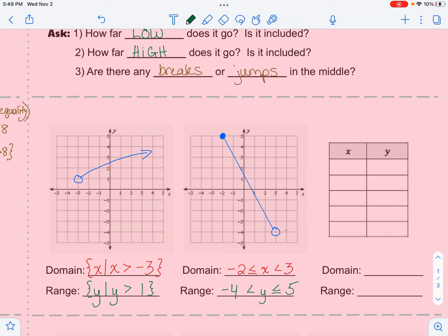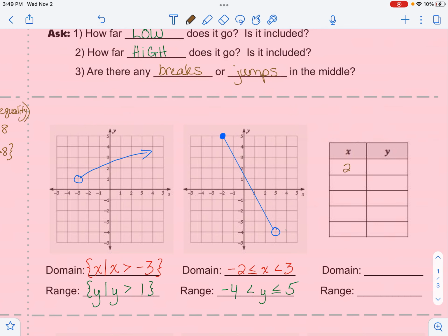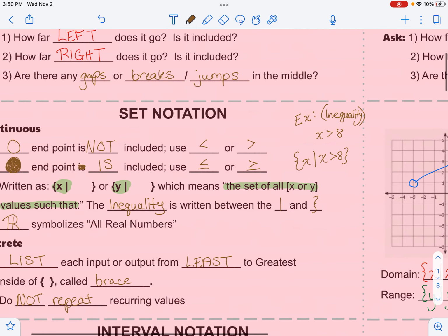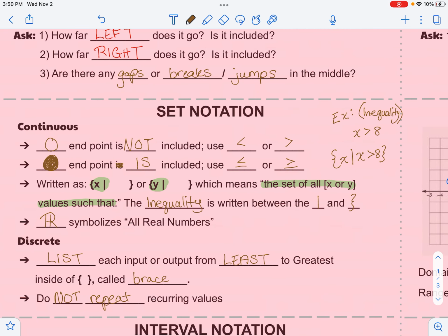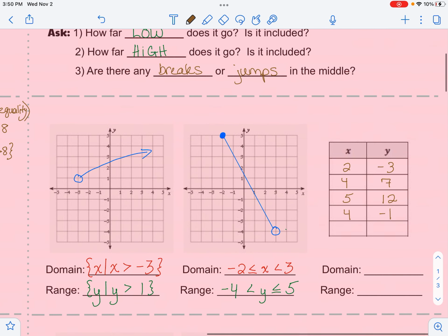Now discrete functions, we're going to just choose some points. So we're going to do 2, -3, 4, +7, 5, 12, and 4, -1. So with discrete, if you look over to the left, it tells us that we need to list each input or output from least to greatest in braces. So let's go over, we're going to do our domain.